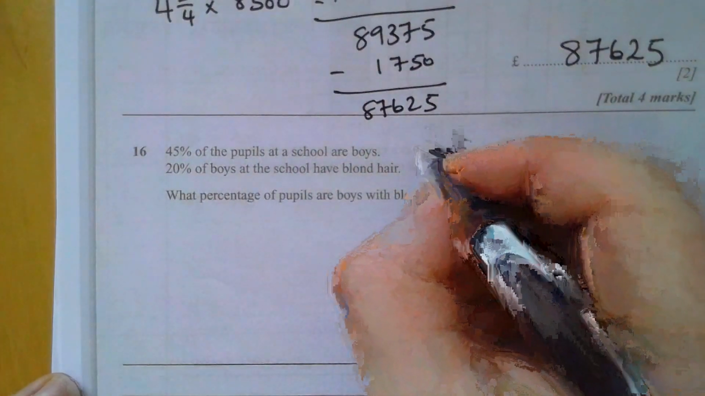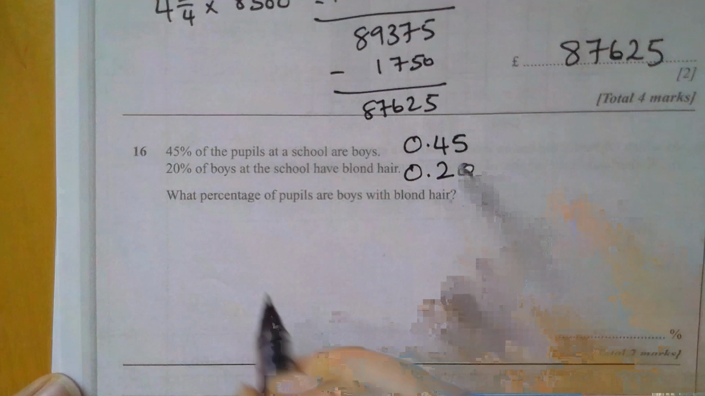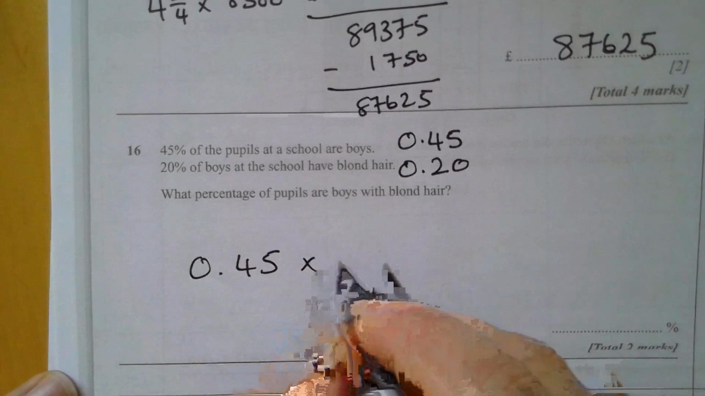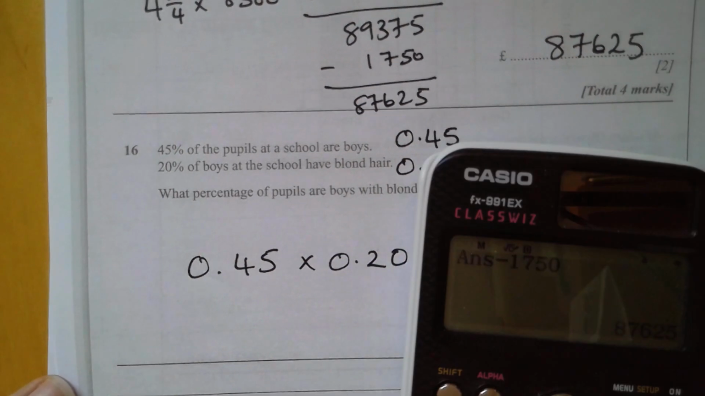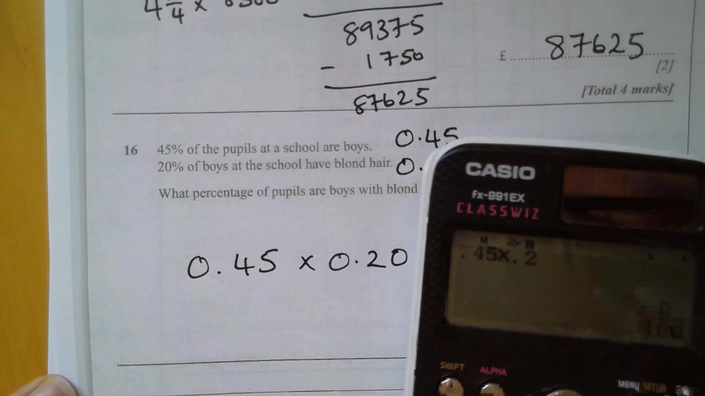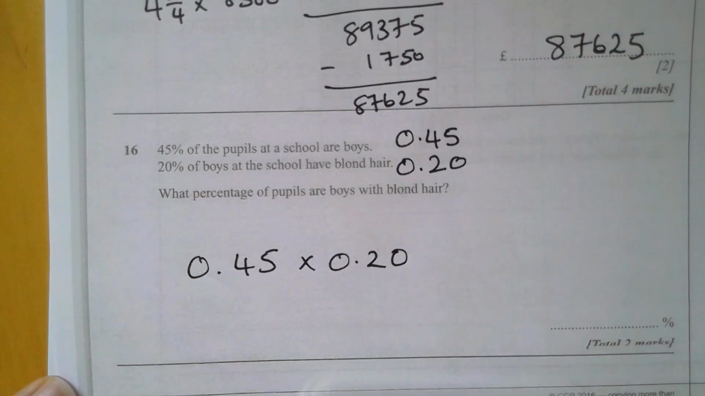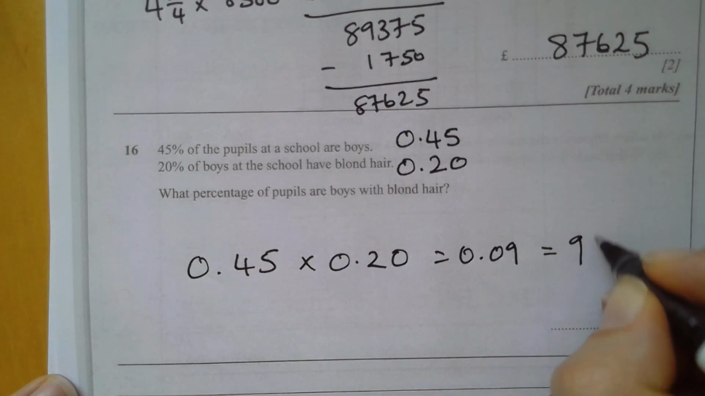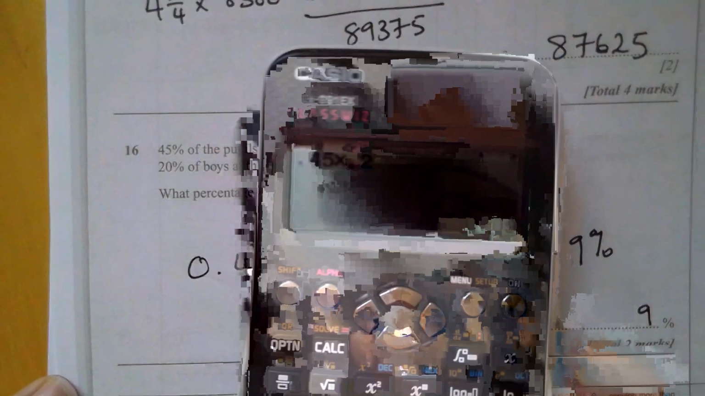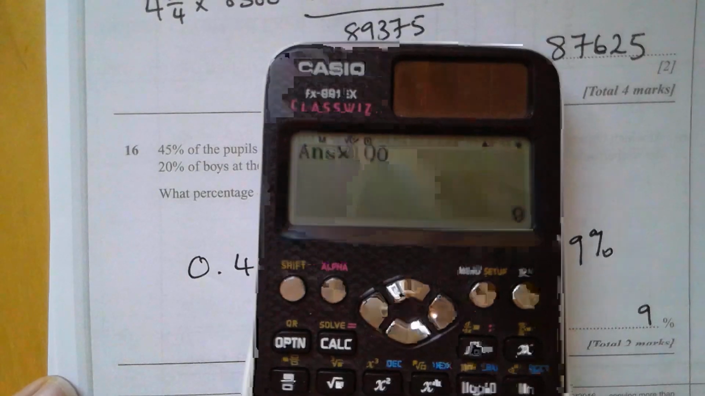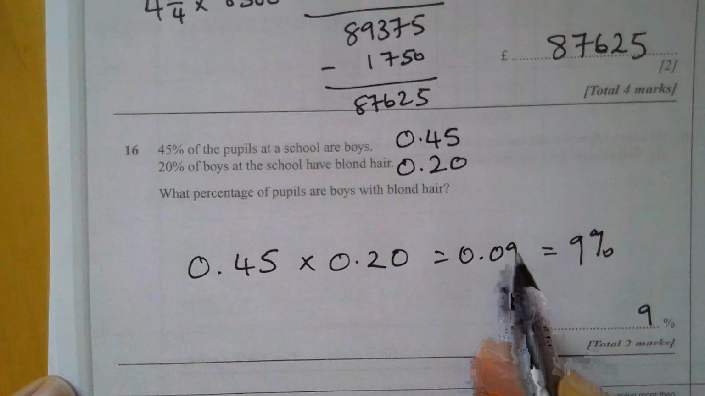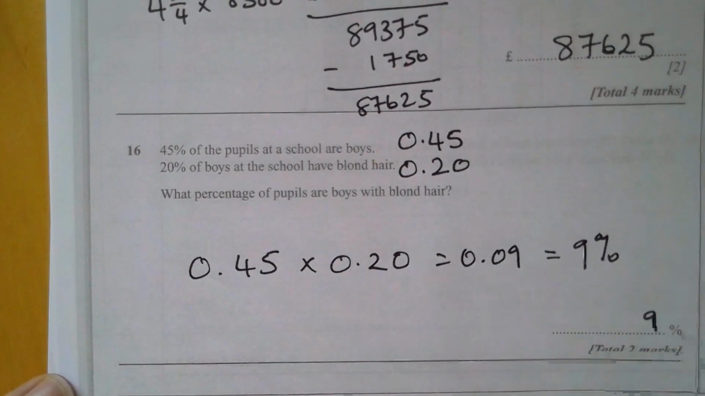% as a decimal is 0.45, 20% as a decimal is 0.2, and when we find the percentage of pupils with blonde hair, we multiply them together. This is a decimal, you multiply by 100 to get to a percentage. If you need to do it, multiply it by 100 on your calculator. It's not 0.9, it's not 90, definitely not 90, it's a small percentage, well, 9%.